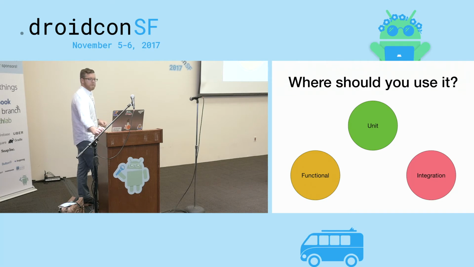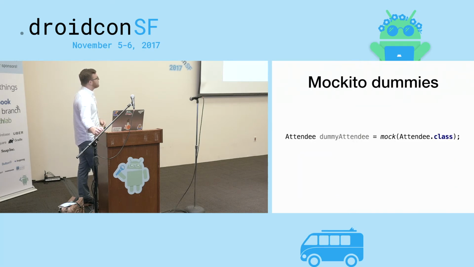Now for Mockito Dummies, it doesn't really have a dummy method either. So again, we use the lovely mock method. Typically what you'll do in this case is just name it dummy, so dummy attendee or attendee dummy, one of the two, just so it's like, hey, this is a dummy object, don't actually use this.